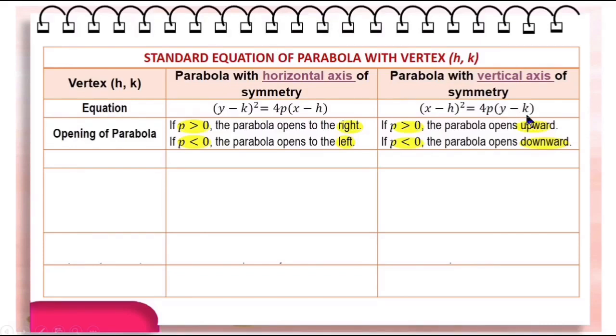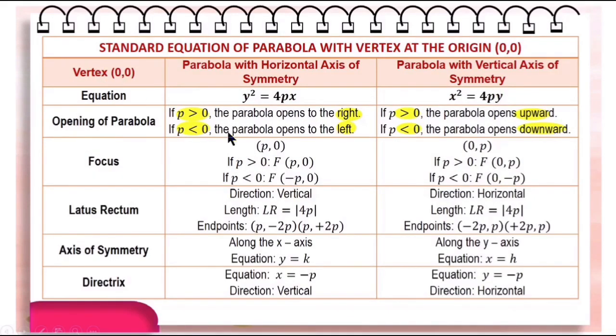Okay? The focus is (h plus p, k) if the parabola opens to the right or left. And if the parabola opens upward or downward, the focus is (h, k plus p). Ang focus ng parabola with vertex at the origin ay ito. Kung right or left, nauuna ang p kaysa 0. At kung upward or downward, nauuna ang 0 bago ang p. Kaya 0 dito kasi ang vertex ay nasa origin.